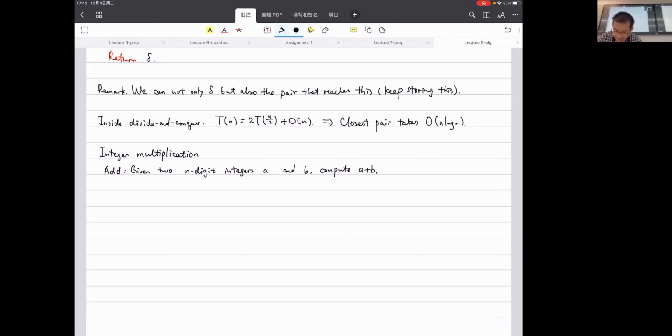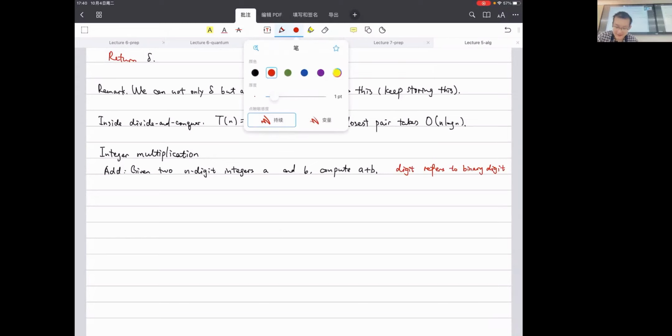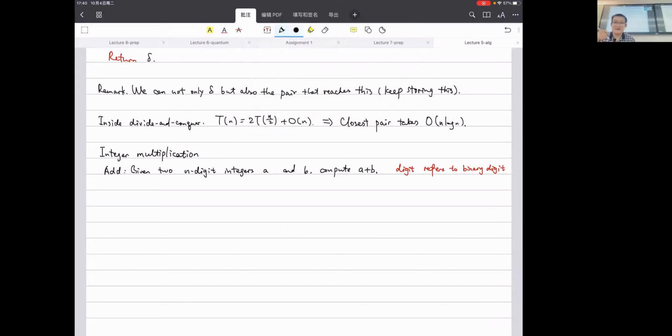For the ease of our life, digit here refers to binary digit. It's fine if you want to consider decimal digits, but there is no significant difference. It's more like a difference between log base 2 and log base 10. But because we are talking about computer algorithms, it makes more sense to talk about binary digits.